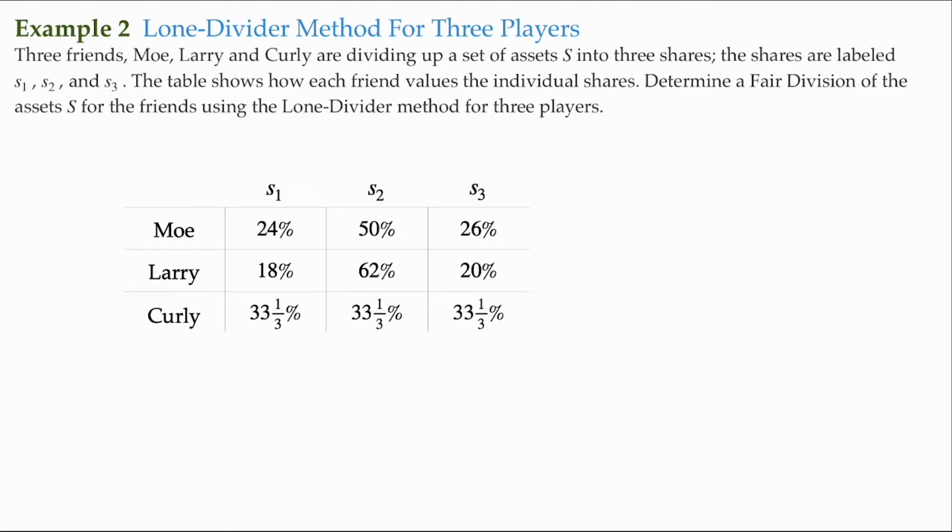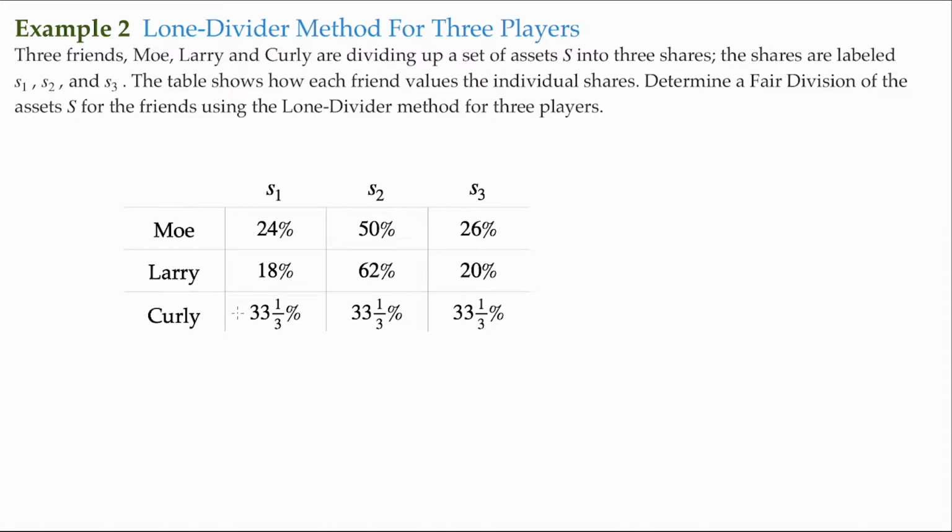So we will continue with this example of the lone divider method for 3 players. And this one states it's similar to the previous one. It says 3 friends, Mo, Larry, and Curly, are dividing up a set of assets S into 3 shares. The shares are labeled S sub 1, S sub 2, and S sub 3. The table shows how each friend values the individual shares. Determine a fair division of the assets S for the friends using the lone divider method for 3 players.